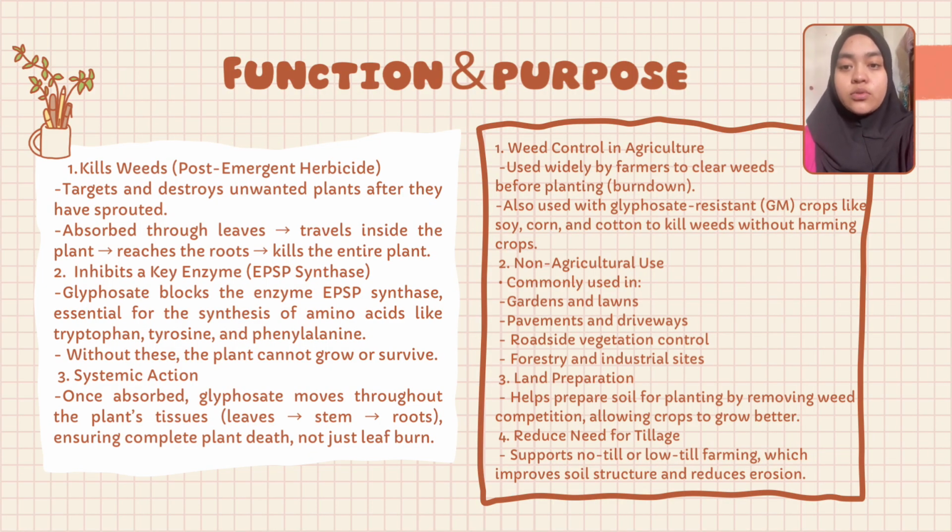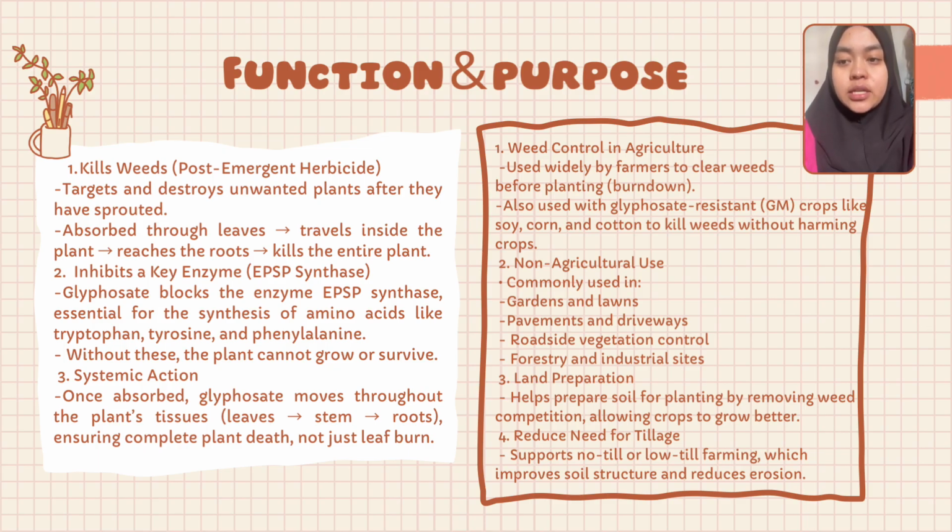What's the function of Roundup? Firstly, it is used to kill weeds. It targets and destroys unwanted plants after they have sprouted. First, it is absorbed through the leaves, then travels inside the plant, reaches the roots, and kills the entire plant. The key active compound is glyphosate, which blocks the enzyme EPSP synthase, essential for the synthesis of amino acids like tryptophan, tyrosine, and phenylalanine. Without this, the plant cannot grow or survive.